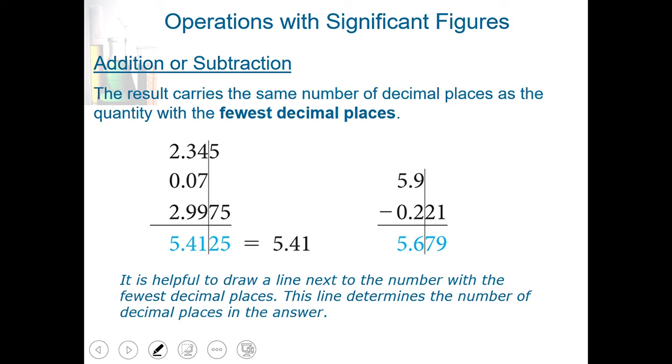So 5.4125 is going to have to be rounded to 5.41. Only 2 decimals allowed. In the case on the right, we can see there's only 1 decimal allowed. That's where the line falls. But because the next digit is bigger than 5, we're going to round it up to 5.7.